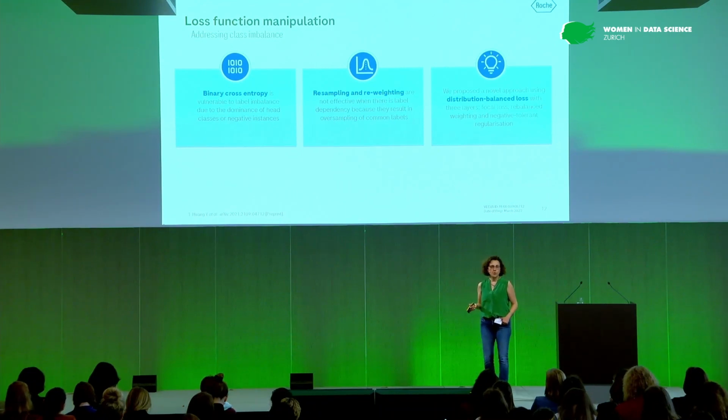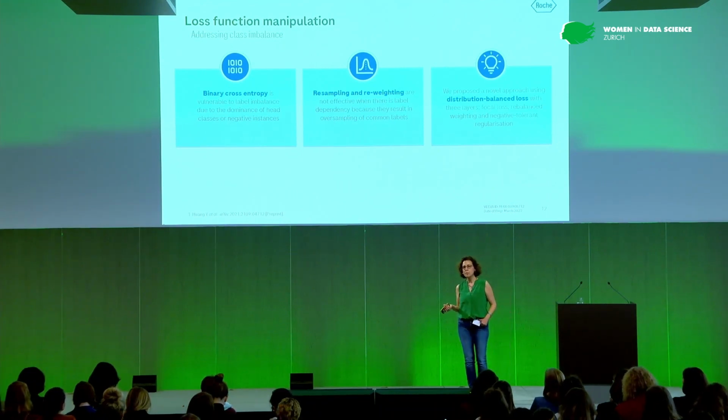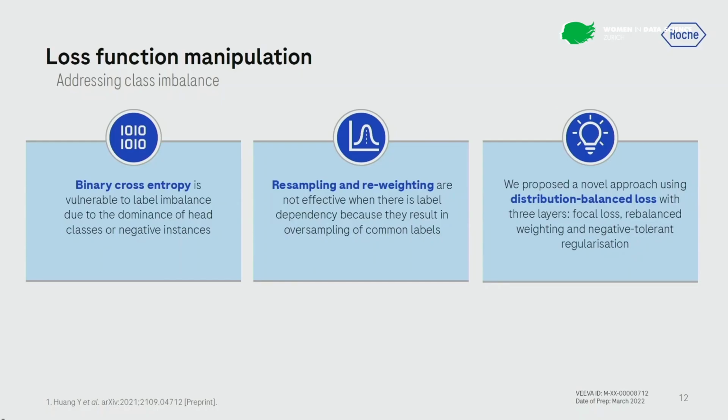So one approach that we can use to address this problem of multi-label text classification is by loss function manipulation. What is most often done is binary cross entropy is most often used. It's the simplest, or let's say the most straightforward or most commonly used loss function, but it's vulnerable to label imbalance due to dominance of head labels or negative instances. Resampling, reweighting, also used quite frequently, but when there's label dependency, meaning there's co-occurrence, this becomes a challenge.